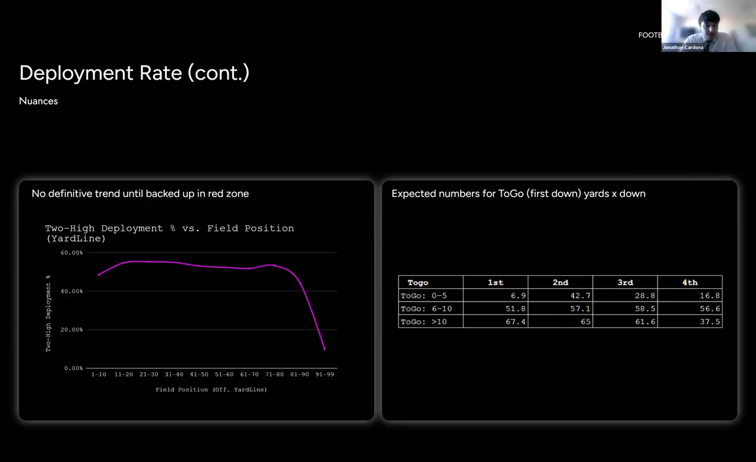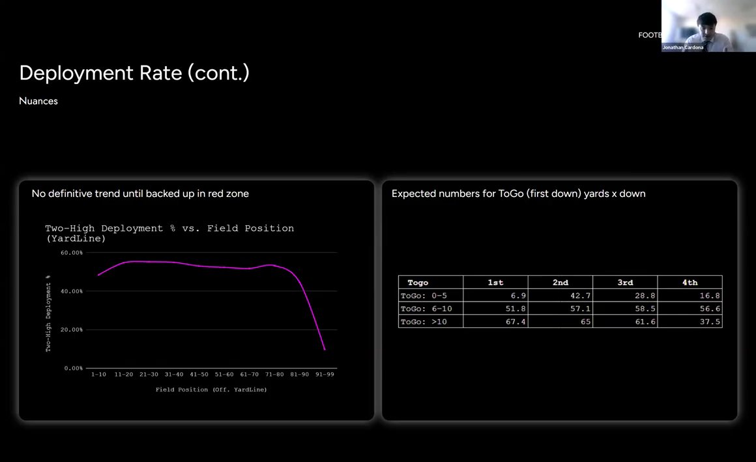Otherwise deployment stays relatively stable across most of the field. And again, when you're in the red zone, there's really no room for safeties to drop back. Whereas on the right, another more nuanced graph is the to-go by down table, which reinforces what we've already seen, which is that distance matters more than where the offense is positioned on the field.